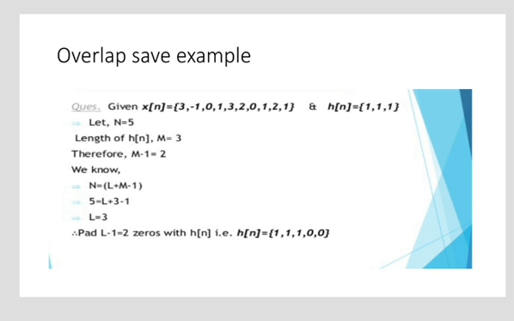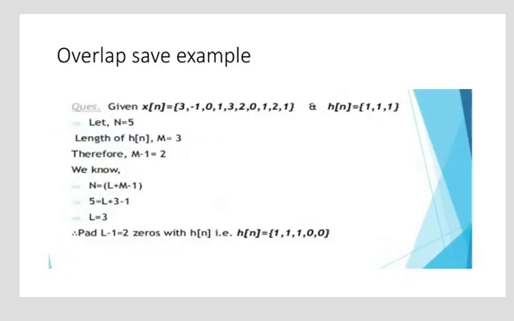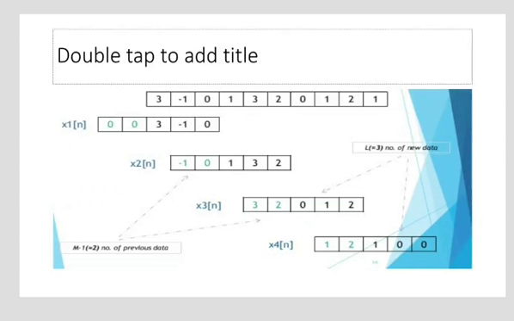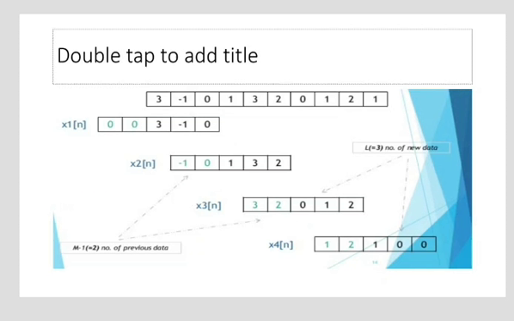Now pad L minus 1, that is 3 minus 1, that is 2 zeros, with h(n). So h(n) will be 1, 1, 1, 0, 0. Now the sequence, the above sequence is x(n), that is 3, -1, 0, 1, 3, 2, 0, 1, 2, 1. Now for x1(n), we get the 2 zeros, that is M minus 1, and we have to pad it. So x1(n) is 0, 0, 3, -1, 0.